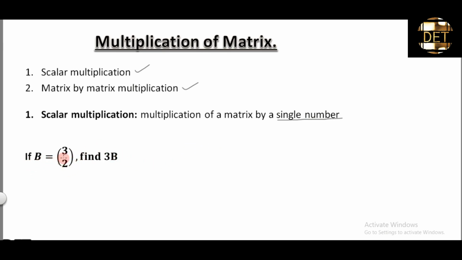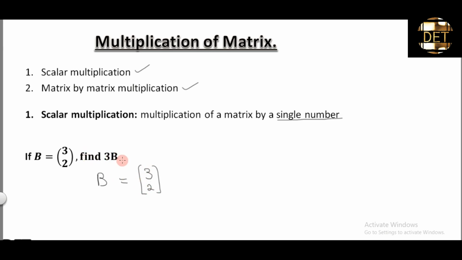If B is equal to 3, 2, this is a matrix. Find 3B. So you are multiplying this matrix by this single number 3. We are given from this question that B is equal to a matrix of 3, 2.